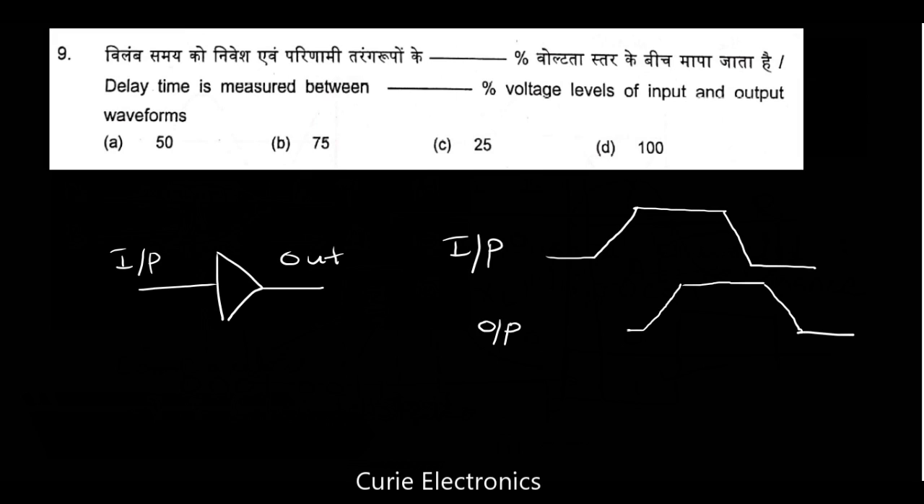Now from where to where will we measure the delay? We measure the delay from the 50% of the input. If it is 5 volt, it should reach 2.5 volt. From here also it should reach around 2.5 volt. Now what is the delay from here to here? This is what we measure. That means at 50% of the voltage level we will measure the delay. So option A is the right answer.